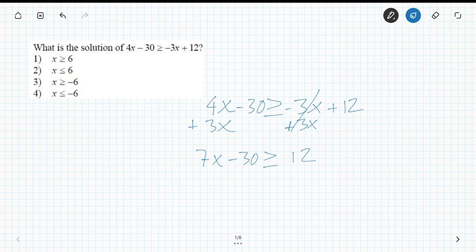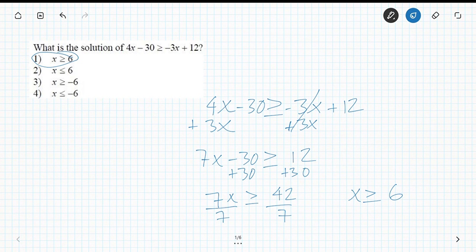So to get rid of that 30 and put it on the other side, I need to add 30. So plus 30, and then I have 7x is greater than, I'm going to get 42 because 30 plus 12 is 42. And then I divide by 7. And I have x is greater than 42 divided by 7, which is going to give me 6. So x has to be greater than 6, and my answer is 1.